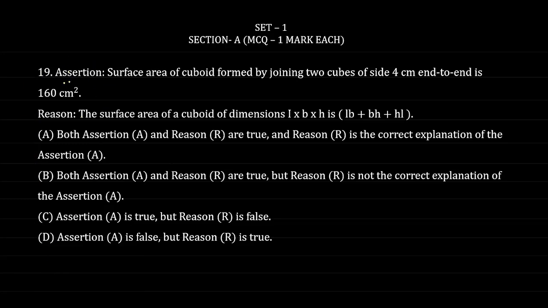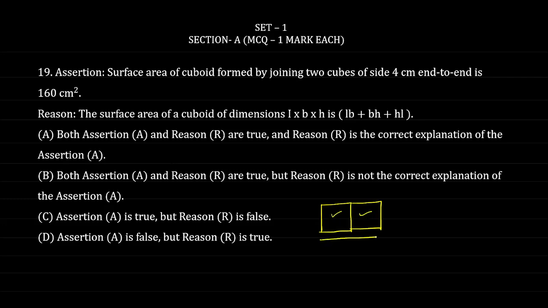Now let's check the assertion here first. Surface area of cuboid formed by joining two cubes of side 4 centimeters end to end is... So we are joining two cubes here end to end, right? How do we join that? You have to imagine here, if we draw this in 2D, it will be something like this. This is the 2D structure. This is one cube, this is the second cube.